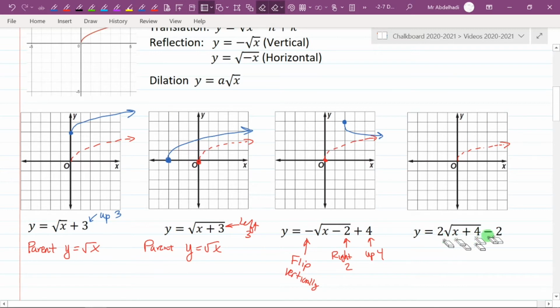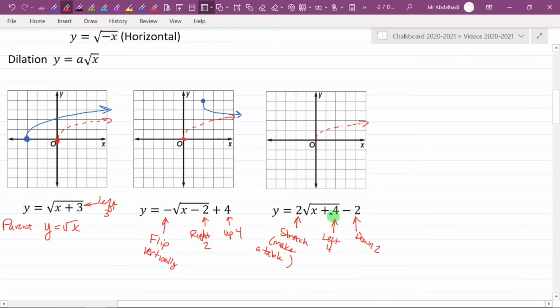All right, so let's go back to the original problem here. So what does each of these mean here? Well, this means down 2. This means left 4. Remember, horizontal shifts are always the opposite direction on every function. And there's a dilation. There's a stretch of 2, which means make a table. If there's a stretch, you have to make a table.